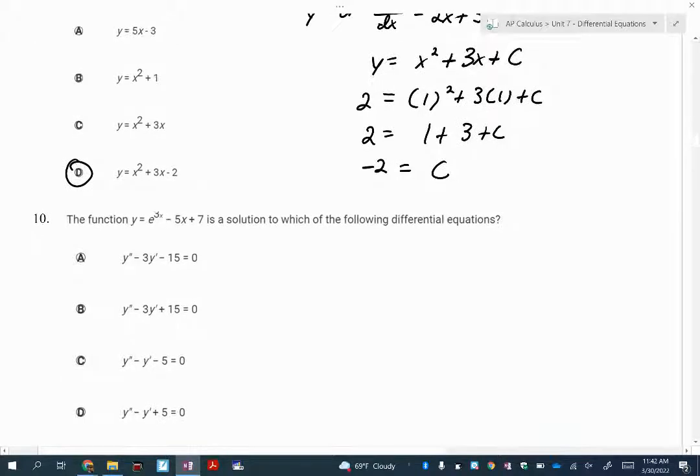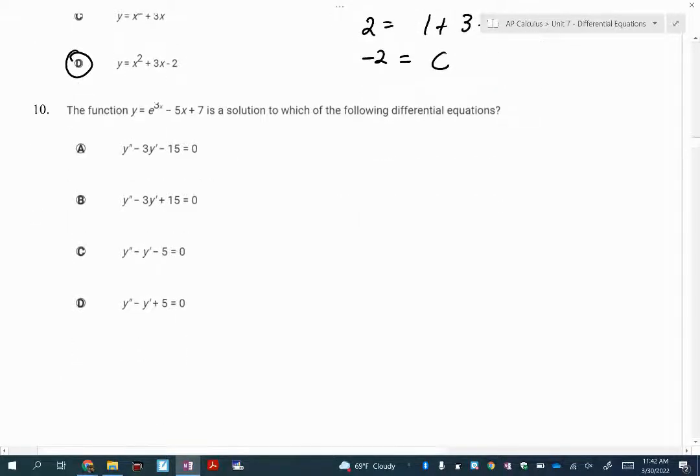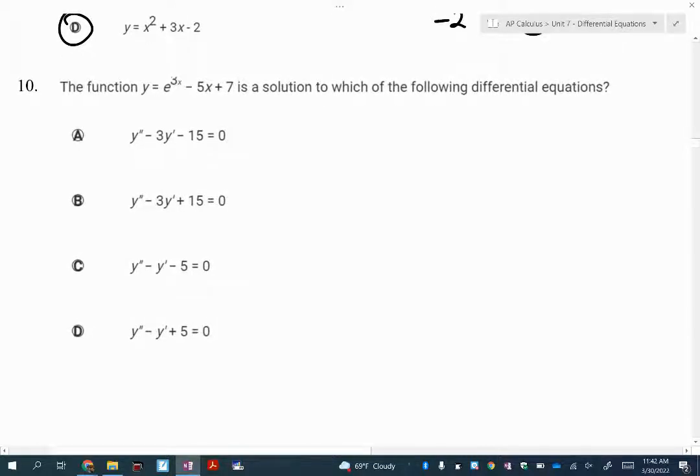Okay, number 10. It says, which of the following differential equations would this function be a solution to? If you notice, in A, B, C, and D, all 4 answer choices have y double prime and y prime. So I need to find the first derivative and the second derivative of this original y function. So I'm going to copy down e to the power of 3x. The derivative of 3x is going to be 3. Derivative of negative 5x is negative 5. So that's the first derivative.